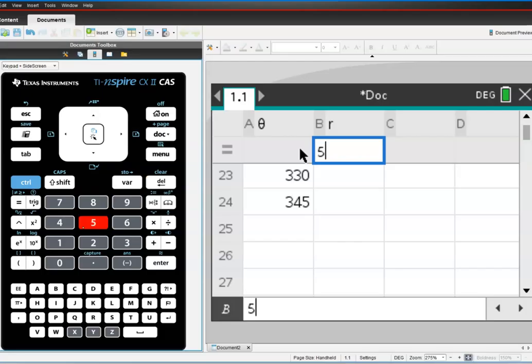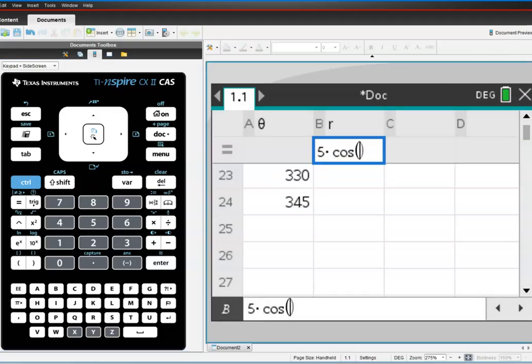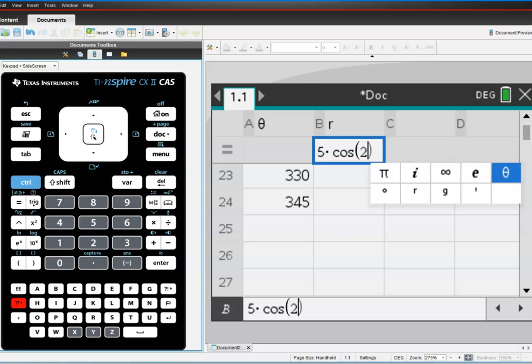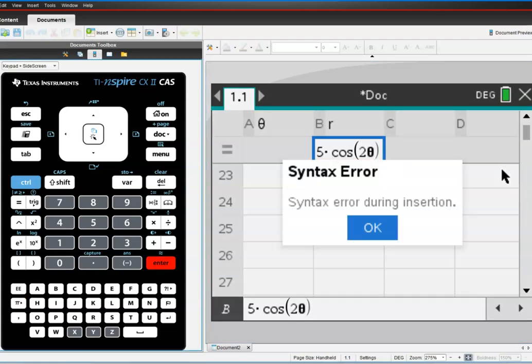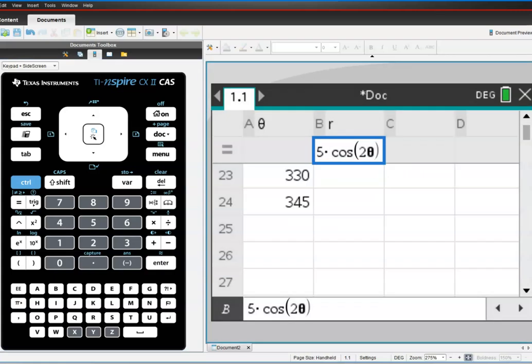I'm going to put 5 times cosine 2 and theta, and I think we have the theta symbol in here. So there we go, and we can tap enter. Oops. Let's see what's going on. Oh, you know what? We might have to have some syntax at the beginning here. Let me clear this out. Let me try this again.